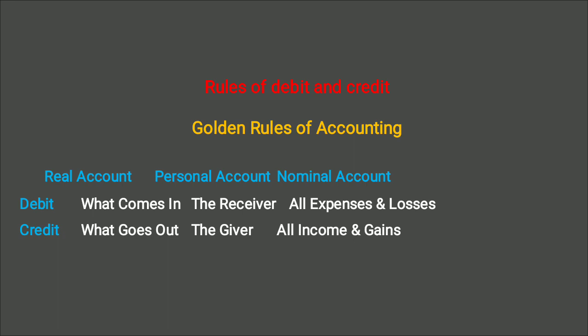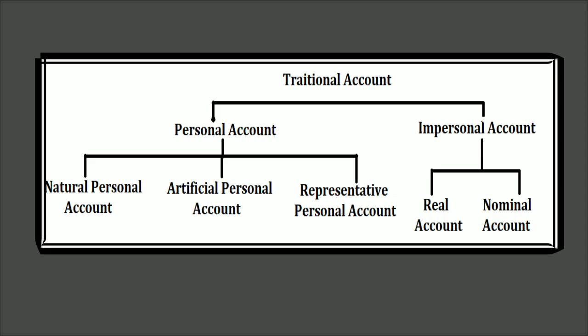After these rules, we have to identify the nature of accounts. Let's check one more thing. The traditional account, that is, the golden rules. In that we have divided all the accounts into two parts. First is personal account, second is impersonal account. In the personal account, we have natural personal account, artificial personal account, and representative personal account. I used to divide it into three parts: first personal account, second real account, third nominal account. Real account and nominal account are part of impersonal account. We are going to discuss the meaning of natural, artificial, and representative personal accounts.